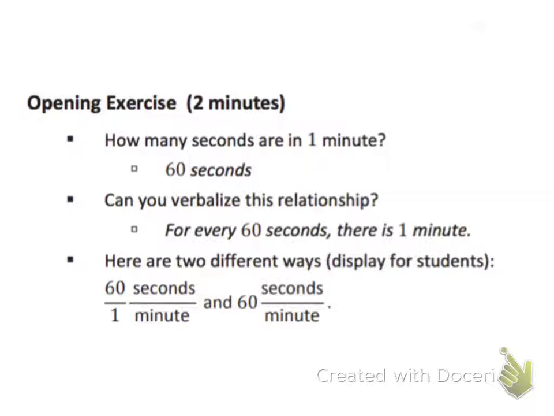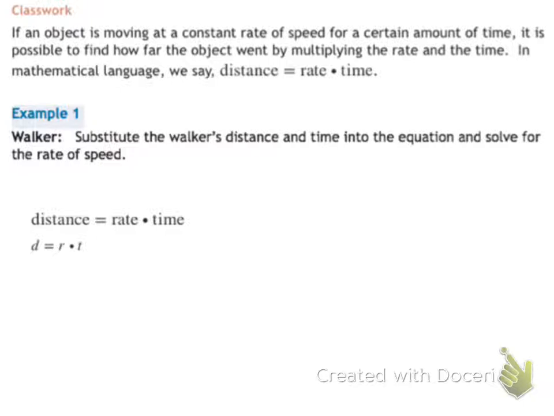And again, this is just a review here for you. You can pause it and go over this, and I'm going to move on to the actual example. So if an object is moving at a constant rate of speed for a certain amount of time, it is possible to find how far the object went by multiplying the rate and the time. In mathematical language, we say distance equals rate times time.